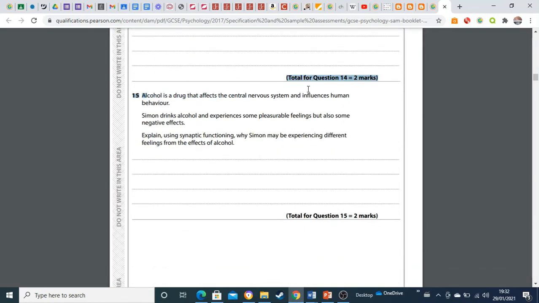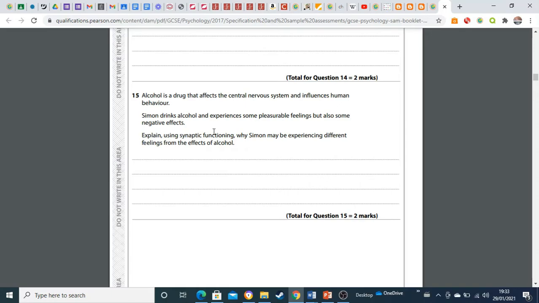Alcohol is a drug that affects the central nervous system and influences human behaviour. Simon drinks alcohol and experiences some pleasurable feelings but also some negative effects. Explain using synaptic functioning why Simon may be experiencing different feelings from the effects of alcohol. Right, so this is something that A-level students might be able to answer better than GCSE students, I have to admit, because it doesn't feature heavily explicitly. You just kind of get thrown in the deep end. At least that's what I felt.